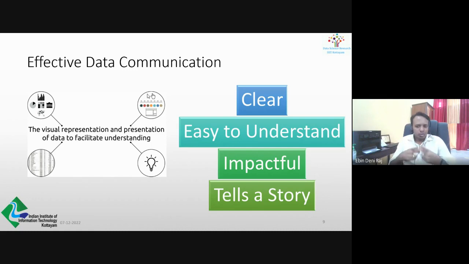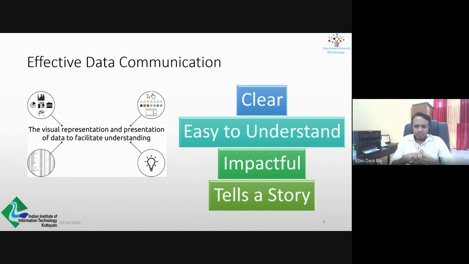So numerical data that have been displayed in a chart, graph, or map, they try to convey the relationship between variables in that particular data set, whatever you're looking into. So trends, patterns, or distribution of data could be very easily comprehended when it is displayed visually, right? So effective data communication is one that is clear, easy to understand, and it should have an impact on the viewer. So it is one that tells a story, right?